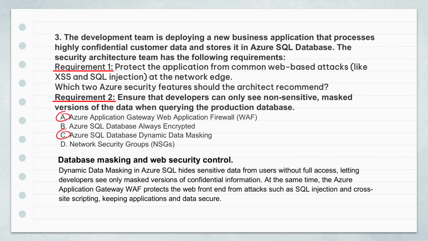The WAF at the network edge, protecting the application from external threats. And then dynamic data masking inside the database, protecting the sensitive data from unauthorized internal viewing. Ensures you can operate without compromising compliance. It's a really good example of defense in depth, but tailored very specifically to protect both the application layer and the data layer beneath it.